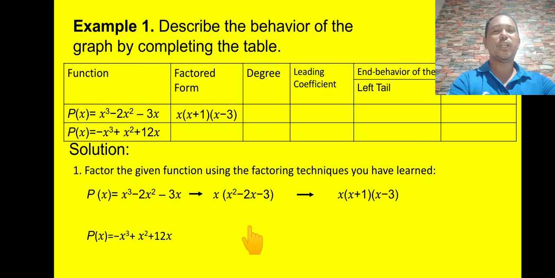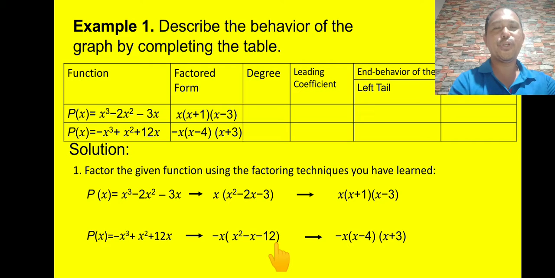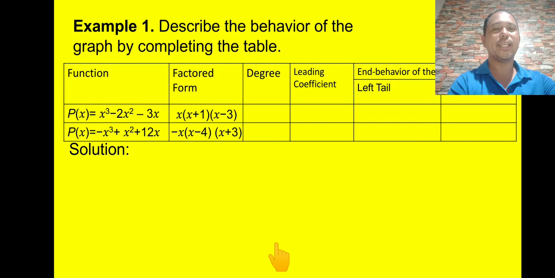For number 2, the same way. So there is an x, but take note that it is preceded by a negative, so I have here the negative. And the factors of 12 are 4 times 3 by using trial and error, and the answer is negative x times the quantity of x minus 4 times the quantity of x plus 3. Now let us proceed to the degree.